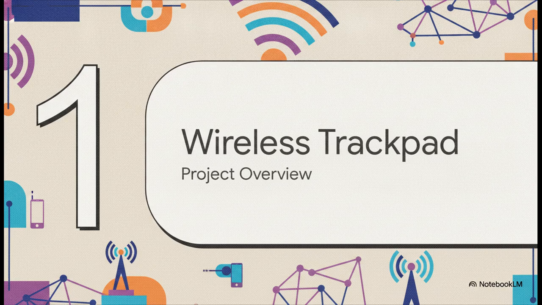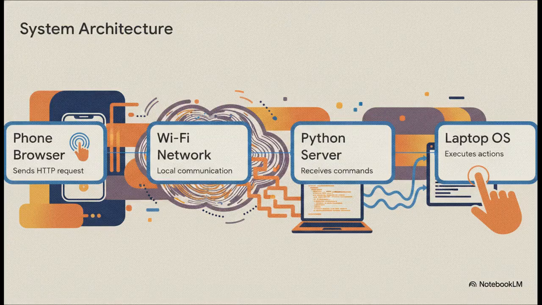Starting off with Section 1. The wireless trackpad project. Let's track the journey of a single screen tap. It all starts at the phone browser, which fires a request over your local Wi-Fi network. That signal drops straight into a Python backend running locally on your laptop, which then turns around and talks directly to your operating system to finally act as a physical cursor movement. This high-level architecture is brilliant because it neatly separates the simple job of loading the user interface from the heavy lifting of handling your live, rapid-fire finger swipes.